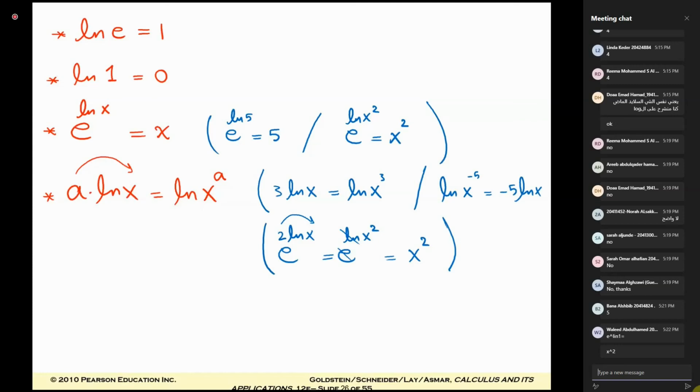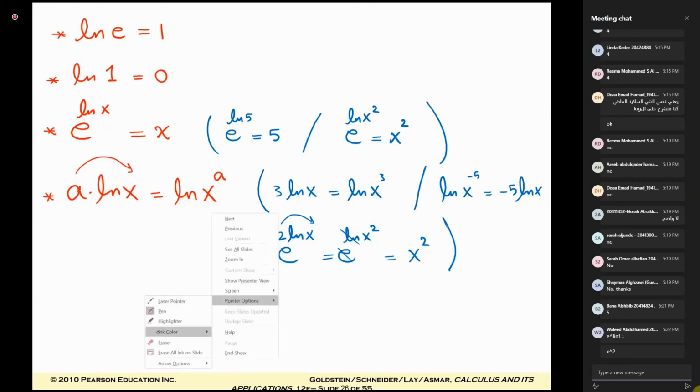e to the power ln 1 equals ln 1 without e. Okay. ln, ln without e.